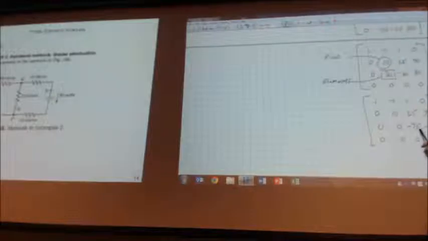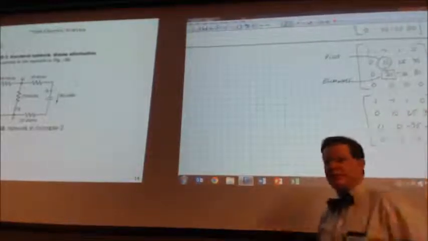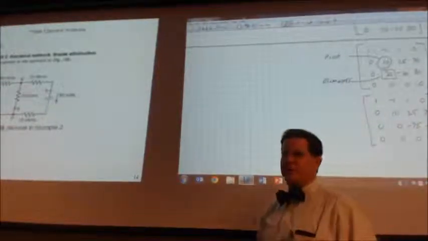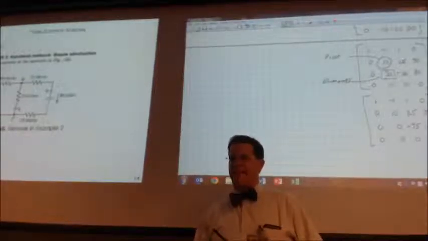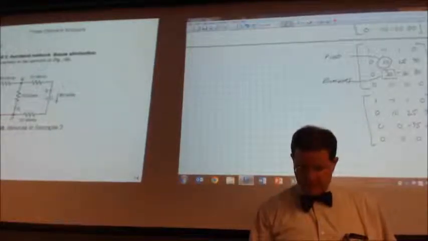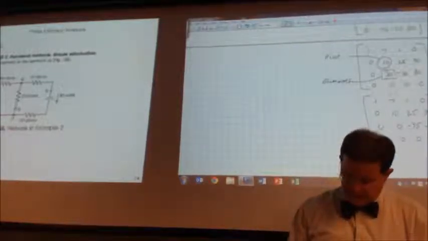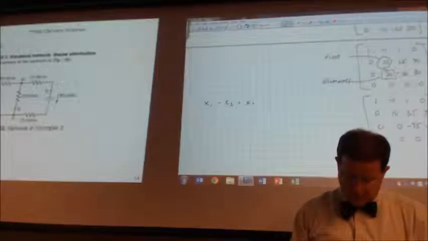Because that means this is x3, equal to this. So I have one unknown for this equation, and I can solve for what x3 is. And then plug it back in up here, solve for x2, and work my way back up, right? Does that make sense? So if I write that out over here in equation form, x1 minus x2 plus x3 equals 0.